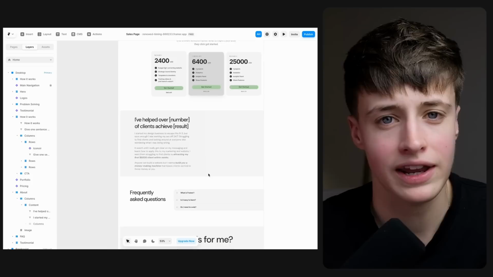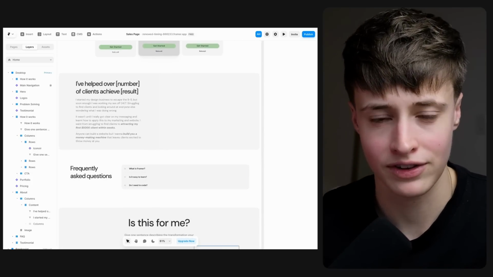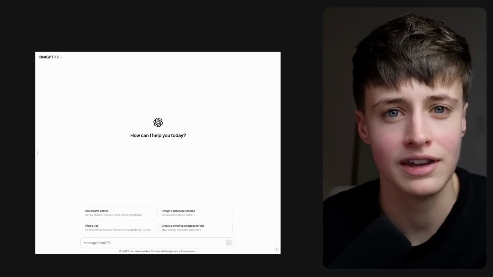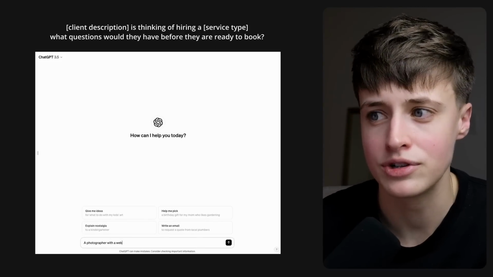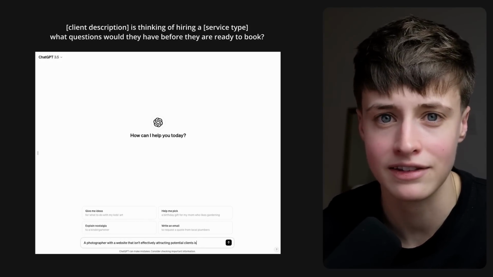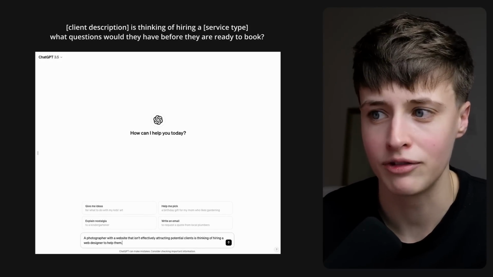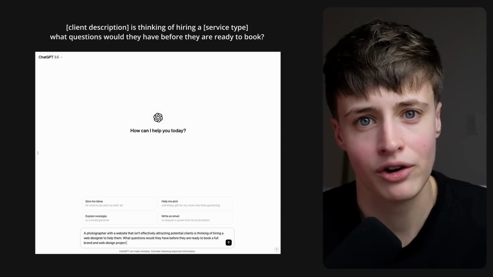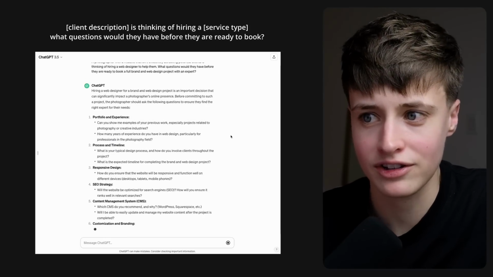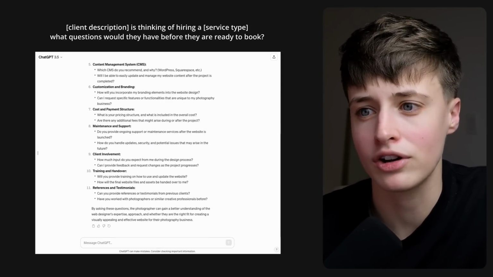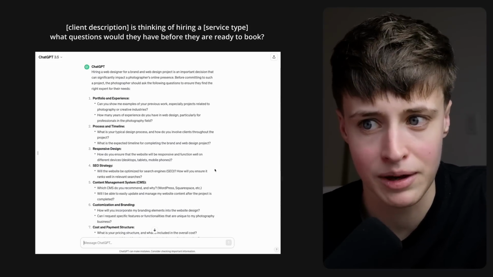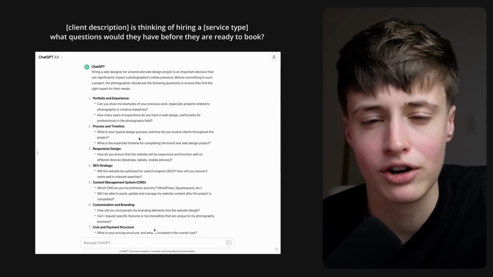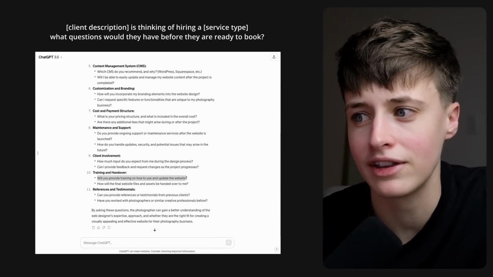And then we can include any FAQs. Now there's a really good trick for this. If you want to go onto ChatGPT, there's a prompt here. Client description is thinking about hiring a service type. What questions would they have before they are ready to book? Then describe your service. This will spit out a whole load of generic questions. Some of them won't be relevant and some you can cross off because you've already answered them, but there's usually a couple that you might not have thought of, and this will help you put together your FAQs.